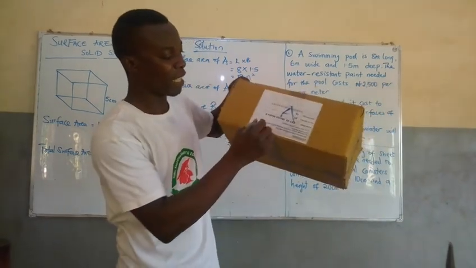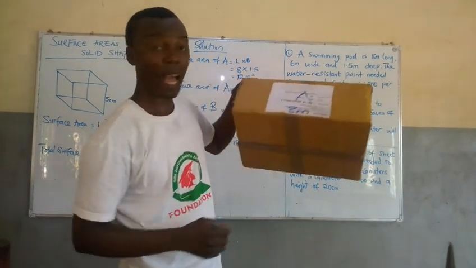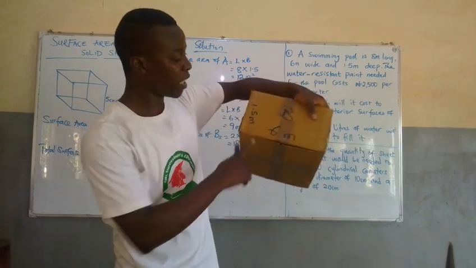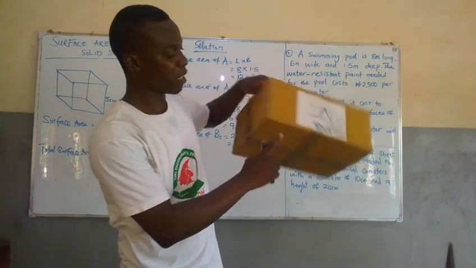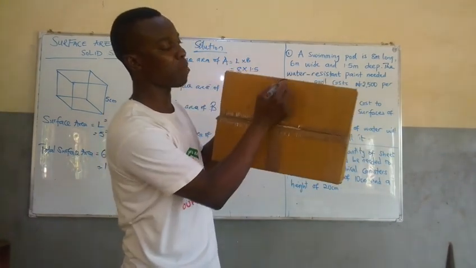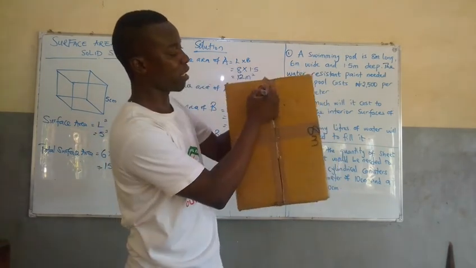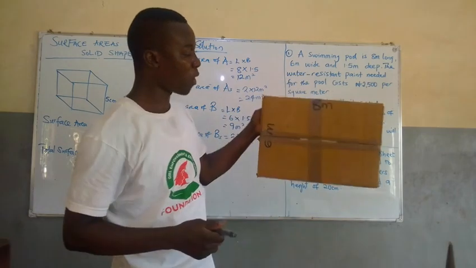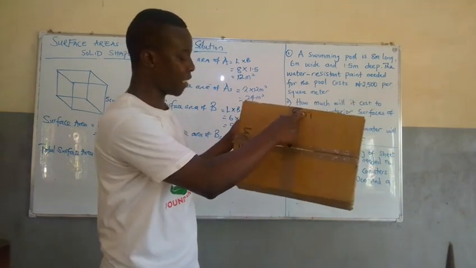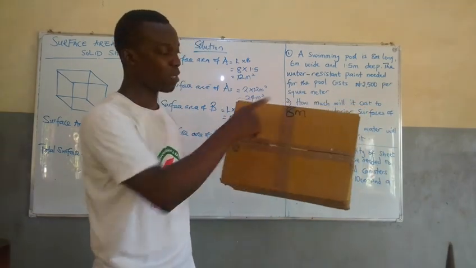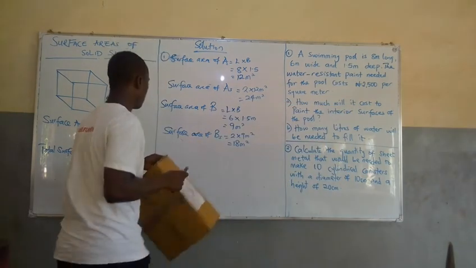Don't forget, this is 8 meters, right? Yes, of course. And you can see that this is 6 meters. So if this is 8 meters, this makes this to be 8 meters. And if this is 6 meters, this makes this to be 6 meters. So of course, I have my dimension already. That is 8 meters by 6 meters.